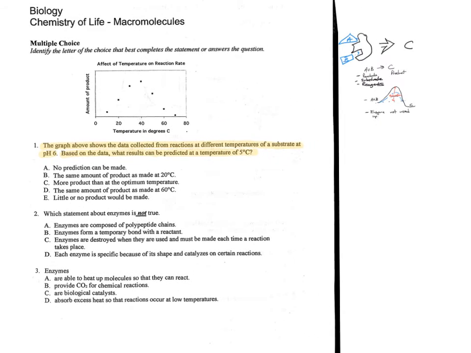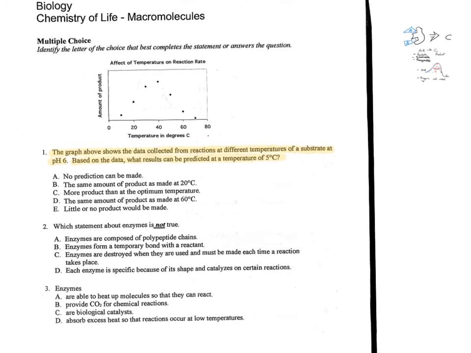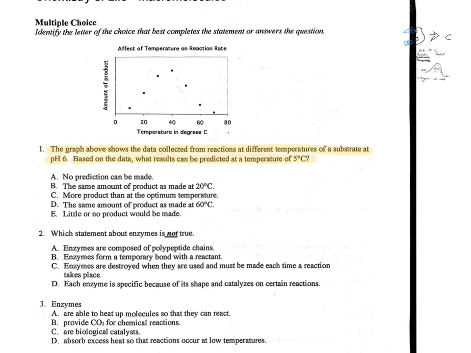But you know what? After all that said and done, you didn't need to do any of that. Yes, we did cover that information, but really this question is not asking you any of that. It's asking you, based on the data, what results can be predicted at 5 degrees Celsius? All it's asking you to do is read the graph.